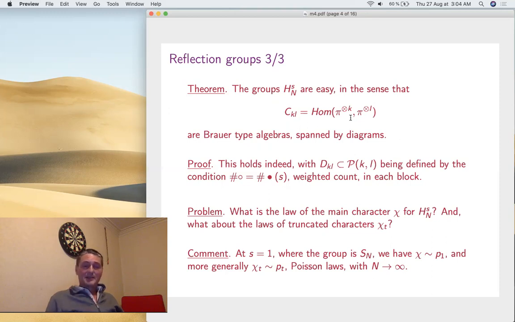And well, these groups, now going back to reflection groups, these groups H_n^s are easy. So for those who know Brauer everything, here the Brauer diagrams are partitions such that this condition is satisfied: number of whites is number of blacks, modulo s, the whites counted in each block. Well, white stands for pi and black stands for pi bar. For those who know, we'll get into this later. But anyway, that's to be known.